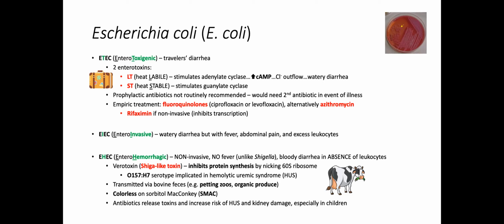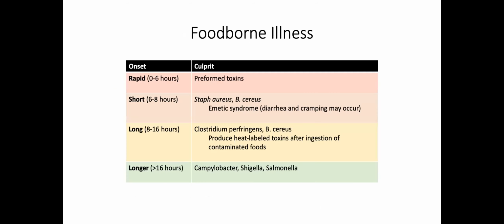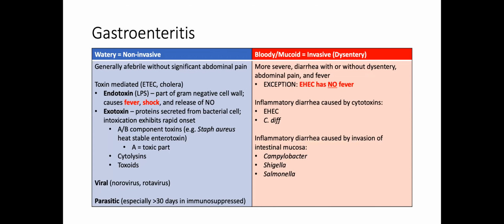Our EIEC is enteroinvasive, and that's a watery diarrhea that contains fever, abdominal pain, and excess leukocytes. So if we think back to our little diagram, our watery is going to be our ETEC, our invasive is going to be our EIEC, and our EHEC.